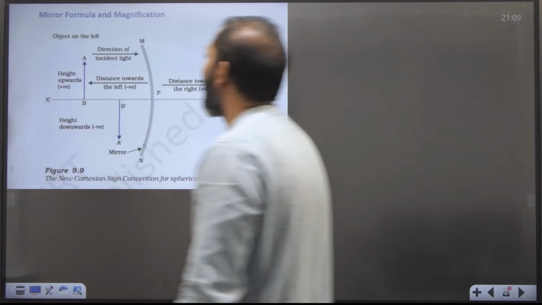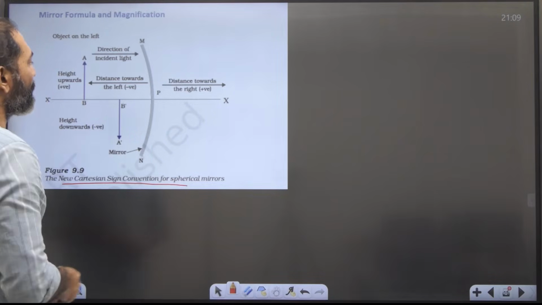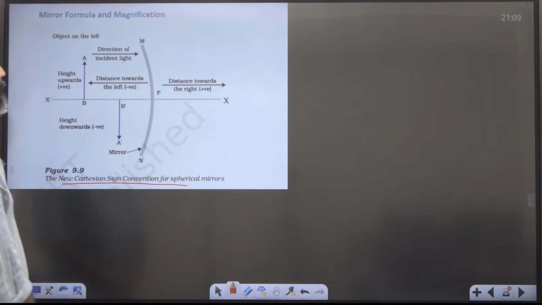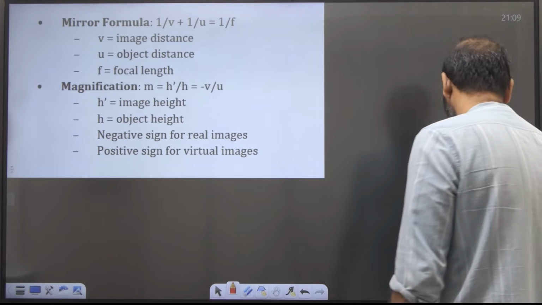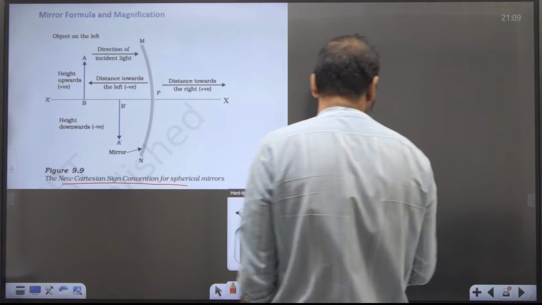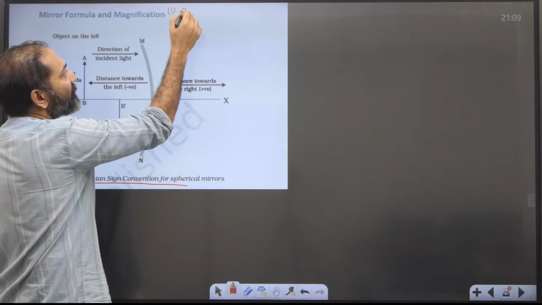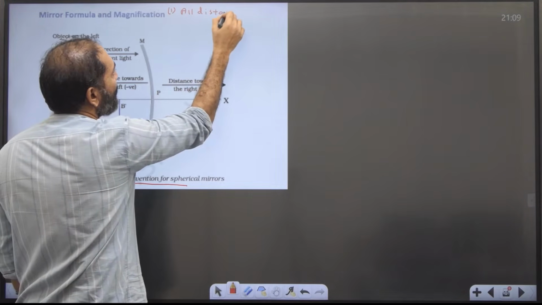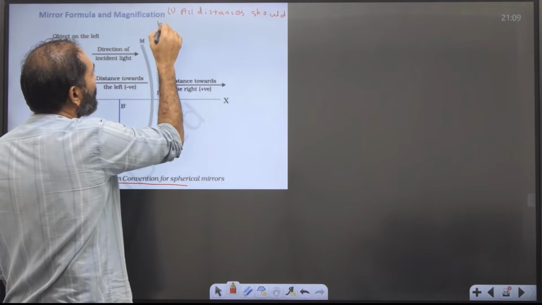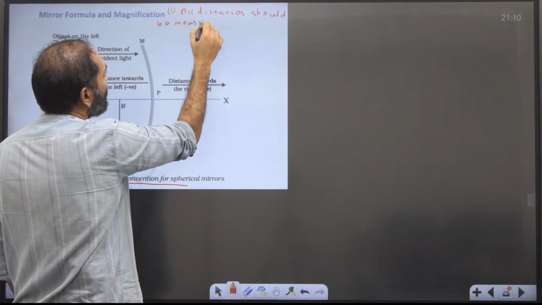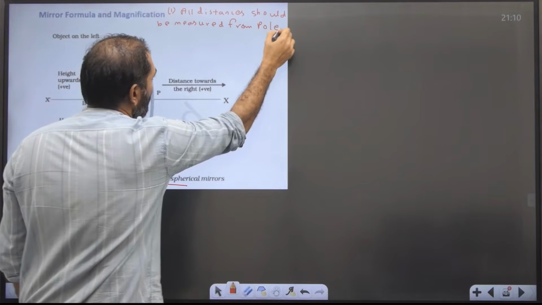Now, mirror formula and magnification. See, this is new Cartesian sign convention. According to new Cartesian sign convention, there are certain rules. What are the rules? First rule, all distances should be measured from pole. It's a very important rule.